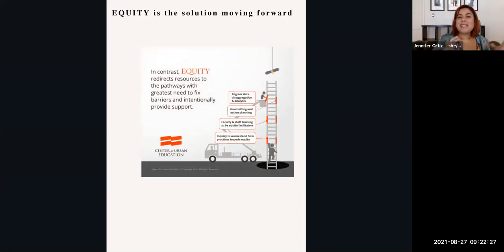So this is the best part, right? Equity. In contrast to diversity, equity redirects resources to the pathways with greatest need to fix barriers and intentionally provide support. And one thing that I tried, that I had a hard time with, I understood the value of it, right? And when I learned this, I implemented it, but it wasn't without some anxiety. It wasn't without me feeling some type of way about it. But I did it because as I learned about equity, as I committed myself and recommitted myself every semester to learn more and to become a more effective teacher for minoritized students, I knew that I needed to collect data.